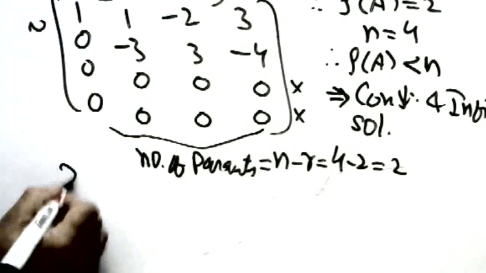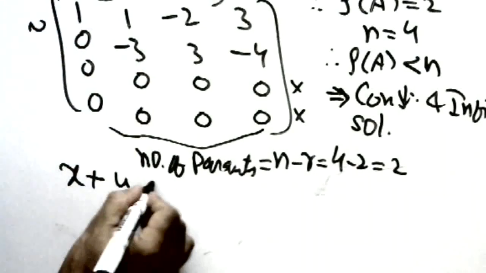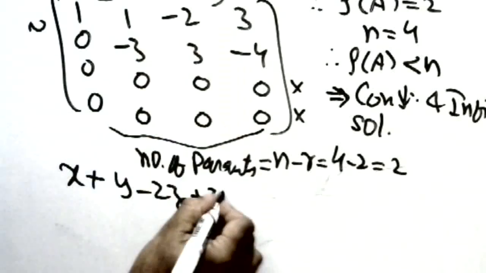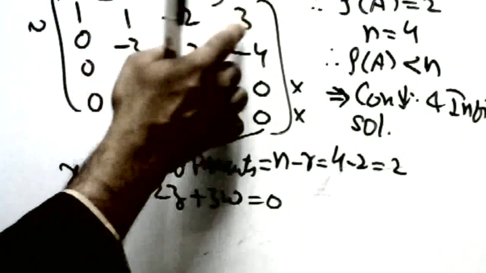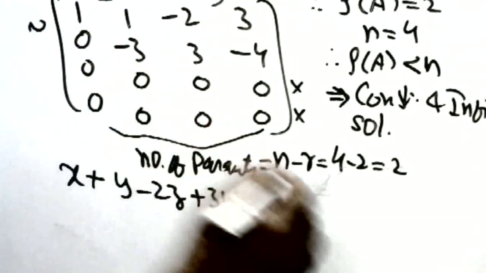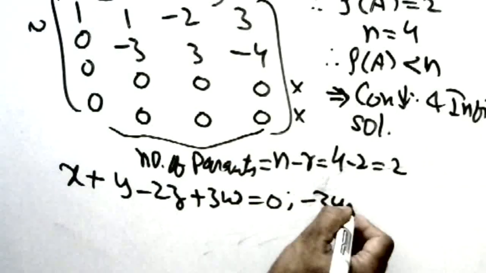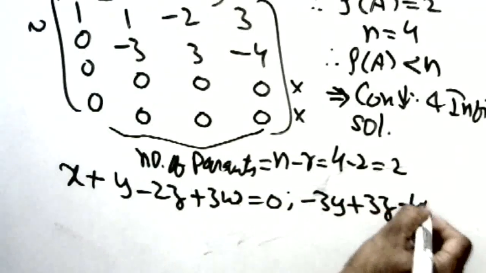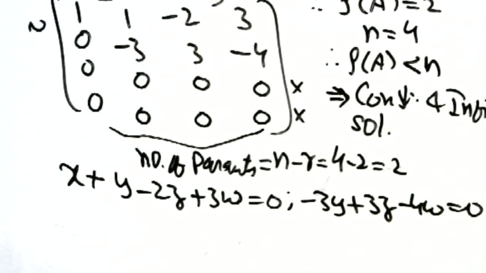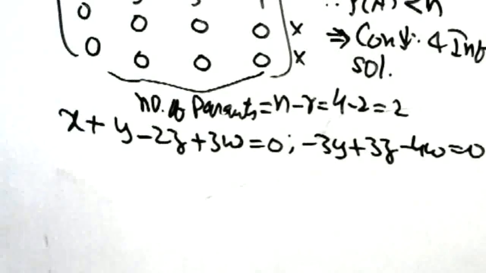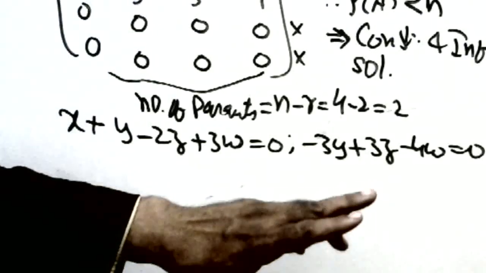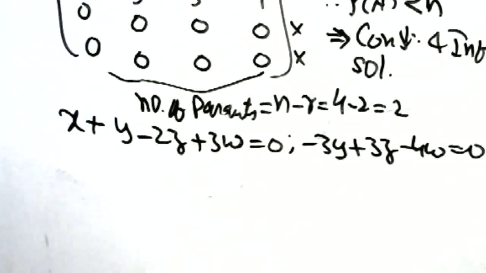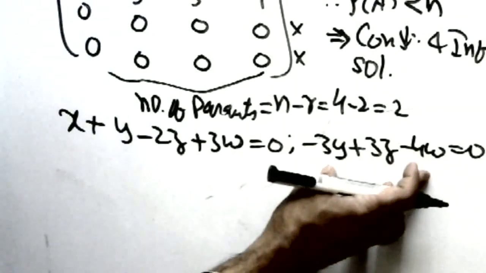You attach this with x, 1x that is x, plus 1y means y, minus 2z plus 3w equals to 0. We got this equation, x plus y minus 2z plus 3w equals to 0. Now here x is 0, this is minus 3y plus 3z minus 4w equals to 0. So we are having only two equations where we are having four variables. To solve four variables, we must have four equations, but we are having only two. Therefore, we have to suppose two variables as k1 and k2.